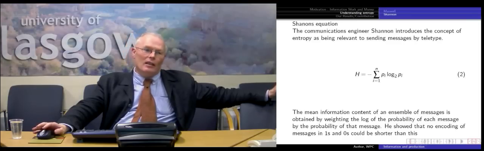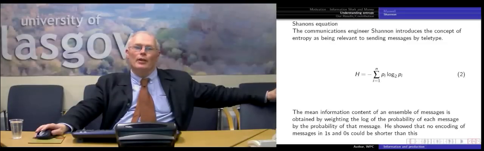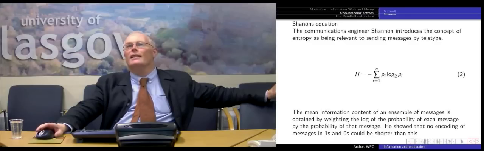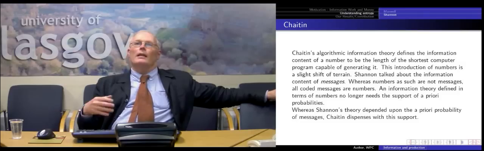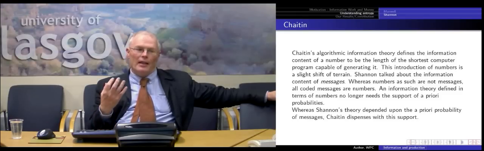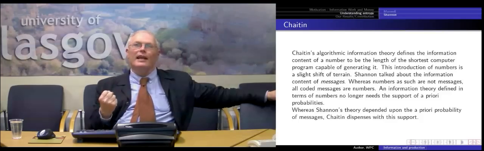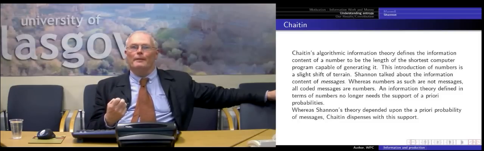Using this, he could measure the information content of messages, and he showed that you could never compress any message in such a way that if you expressed it in binary, it would contain less than H bits. The key point here is that Shannon had shown that information is governed by the same laws as energy is. It's the same formula for information as the formula that Boltzmann used for entropy.